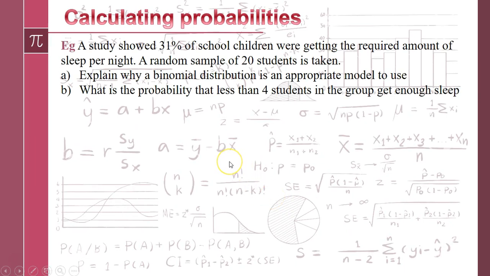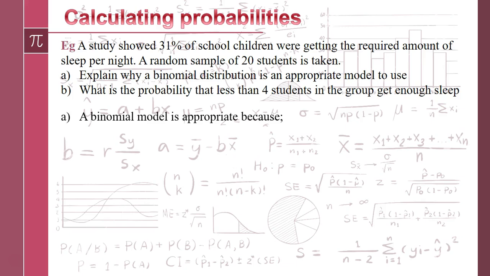So here we go. What we've got now is a question that's put into a context. A study showed 31% of the school children were getting the required amount of sleep per night, and we take a random sample of 20 students. The first thing is explain why binomial is the appropriate model to use. On the new specifications, we're getting a lot more of this kind of question where you've got to justify your choice of model. So why is binomial appropriate?